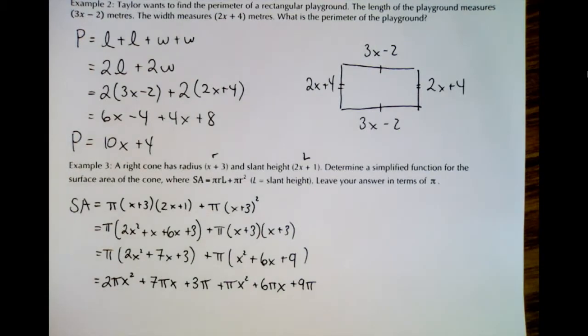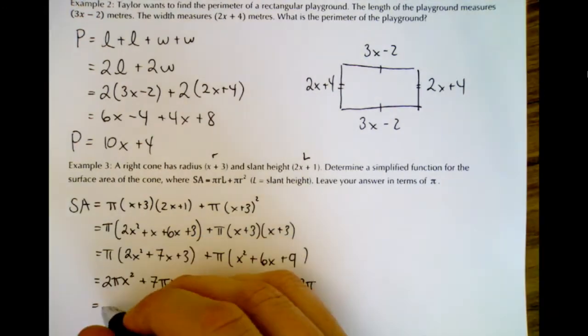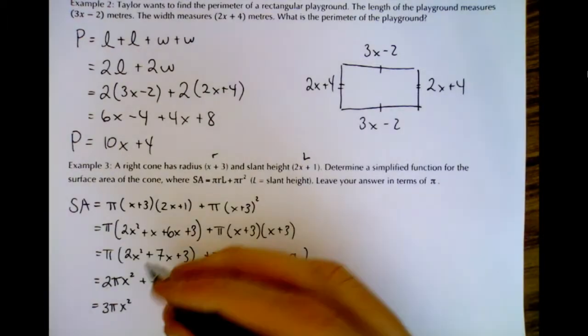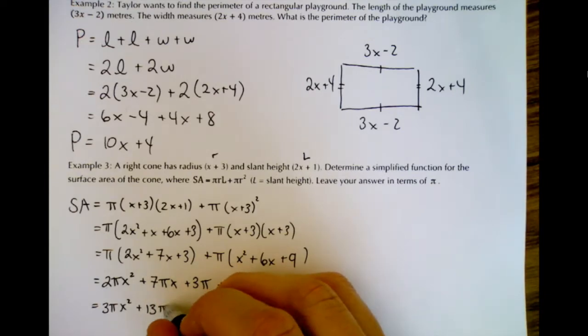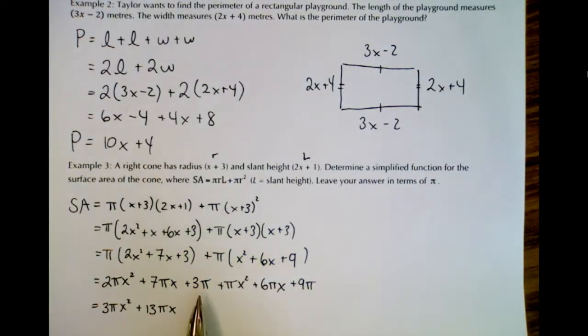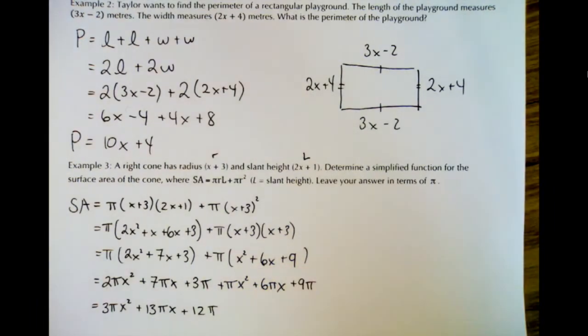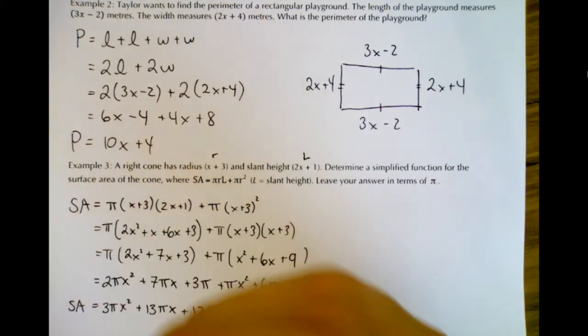And now, to look for like terms, think of pi as part of the variable, and the adding and subtracting will become pretty easy. Ready? 2 pi x squared. There's another x squared term with the pi. 2 pi x squared and 1 pi x squared together would make 3 pi x squared. 7 pi x, 6 pi x. Together that makes 13 pi x. 3 pi and 9 pi together makes 12 pi. And there's my simplified expression for surface area.